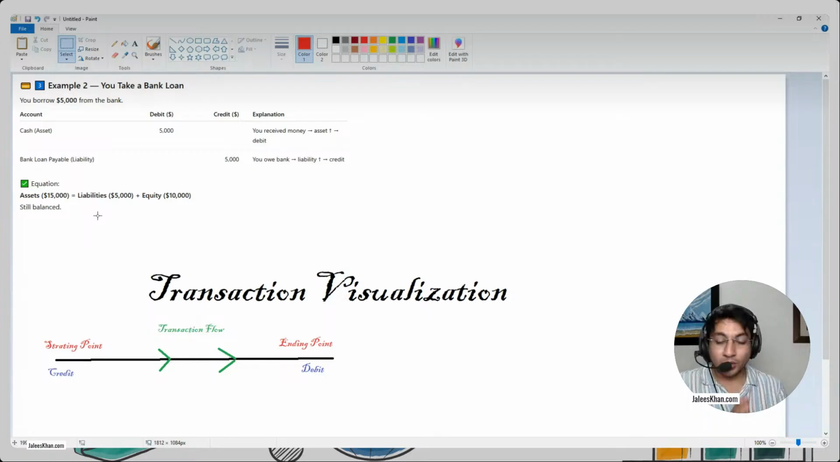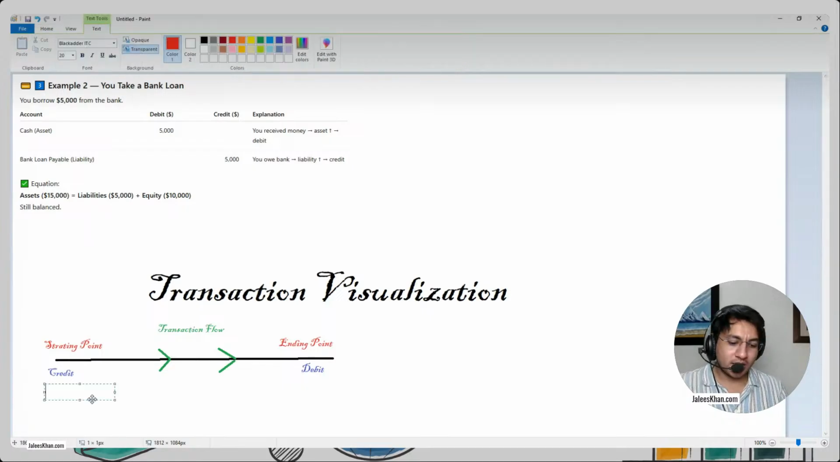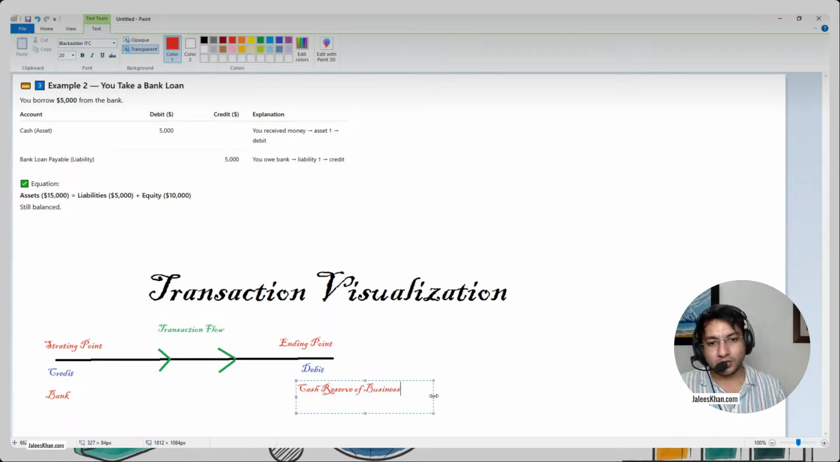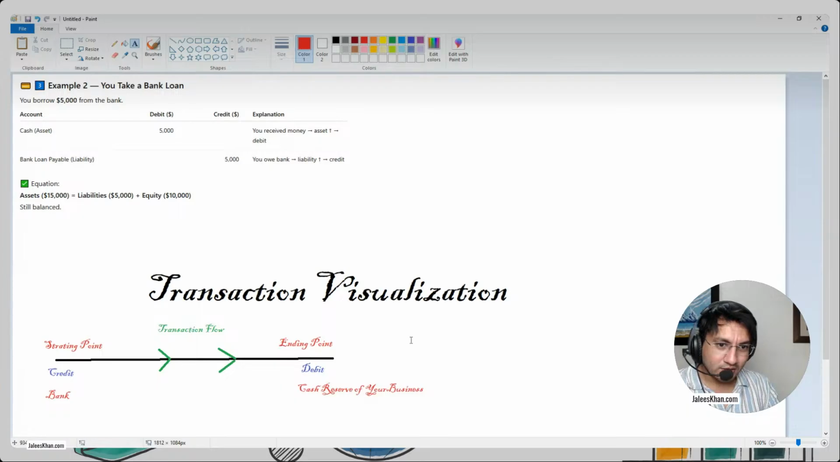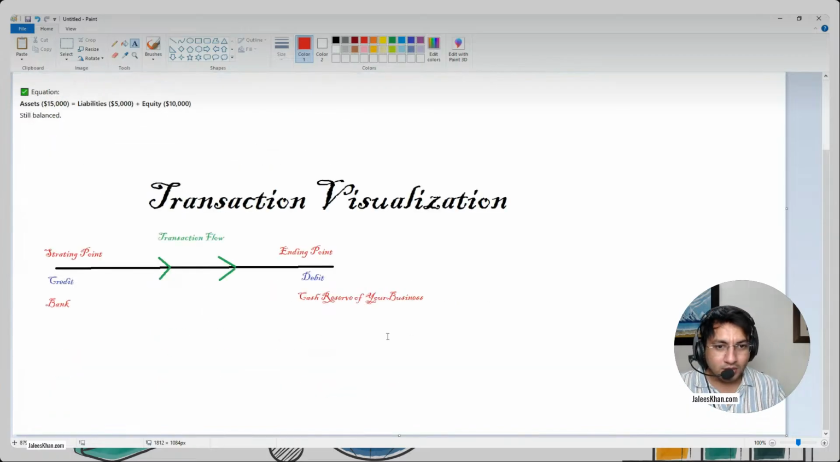Same thing. What is the starting point? We can say the bank is the starting point. Okay, guys. And what's the ending point? Cash reserve of your business. Okay, of your business.